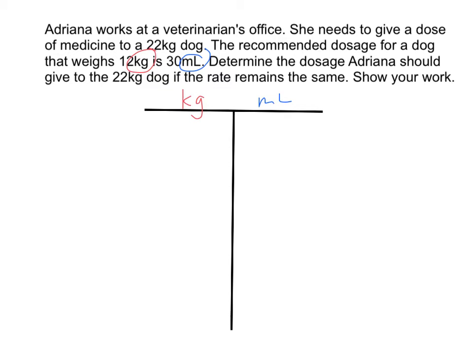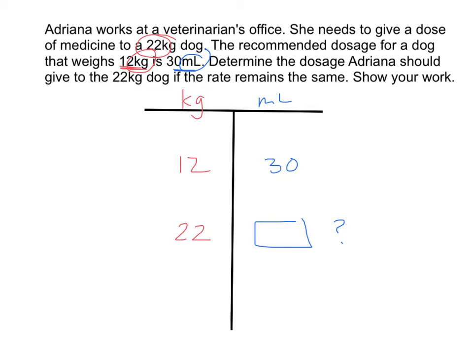Now we need to represent the data in our table. Let's start by using the data that they give us in this question. We are told that a 12-kilogram dog needs 30 milliliters of medicine. So let's put 12 under kilograms and 30 under milliliters. We also know that the weight of the dog that's being brought to the vet is 22 kilograms, so I'm going to put the number 22 under kilograms, and I don't know how much medicine that dog needs, so this is what we need to find.